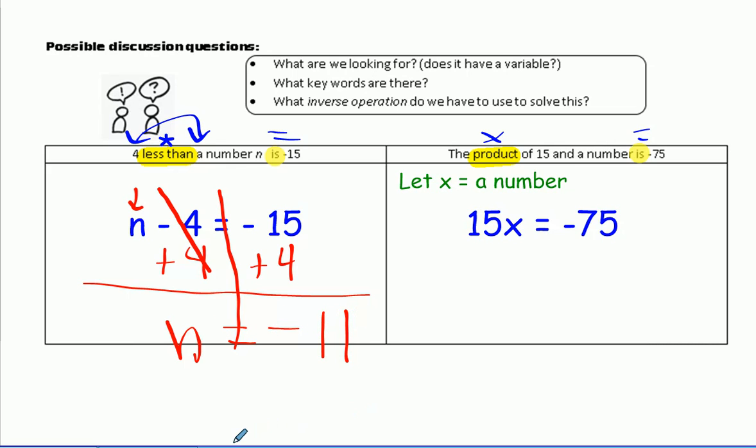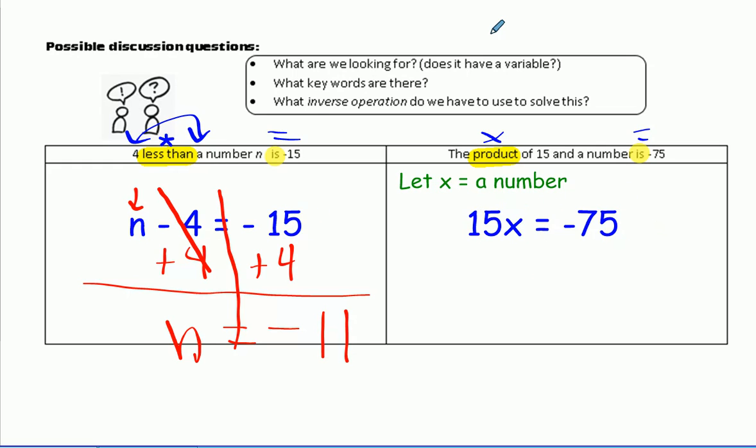If you got it, that's great. Again, you can do your mini check: negative 11 minus 4, right? Plugging right back in, negative 11 minus 4, and I should get negative 15, which I do on my calculator. So I know I did it right.